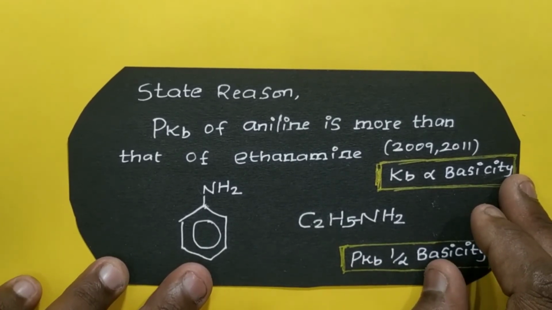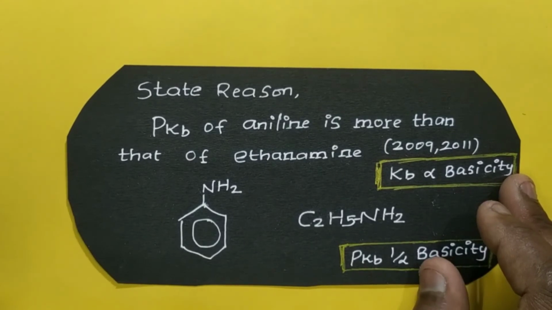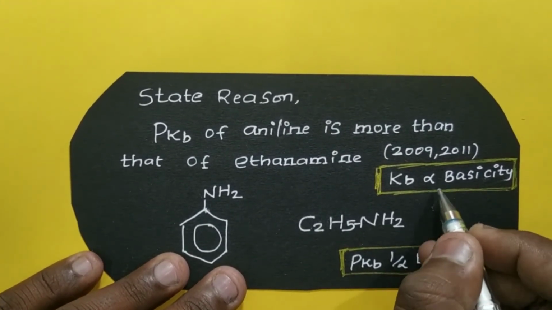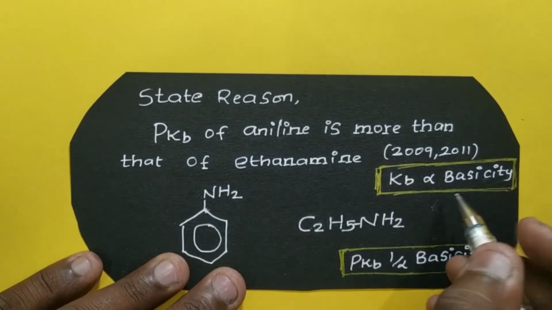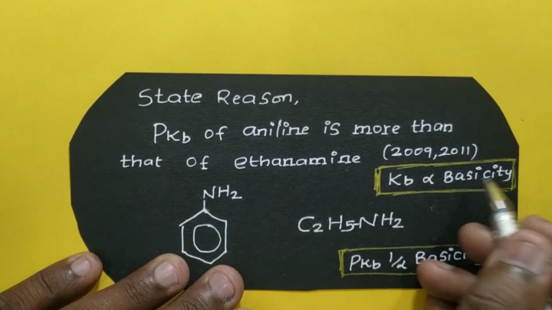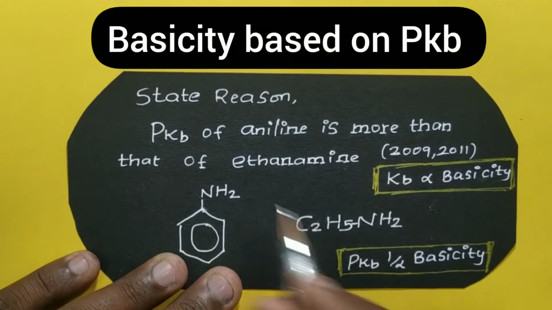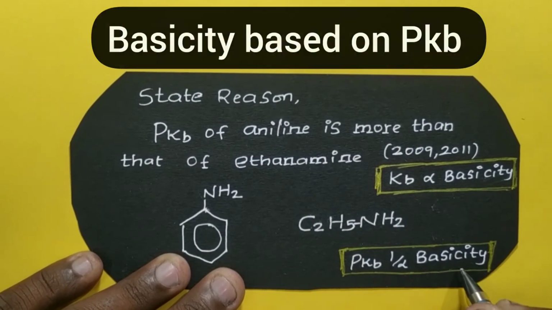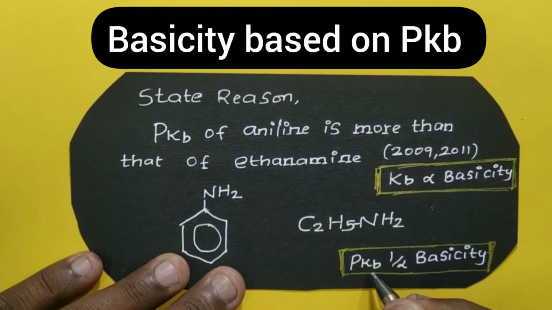So first of all, we have to understand what pKb is and what Kb is. Kb is directly proportional to basicity. Once the Kb is high, the basicity will be very high. If pKb is given as more, pKb is inversely proportional to basicity, which means it is less basic.